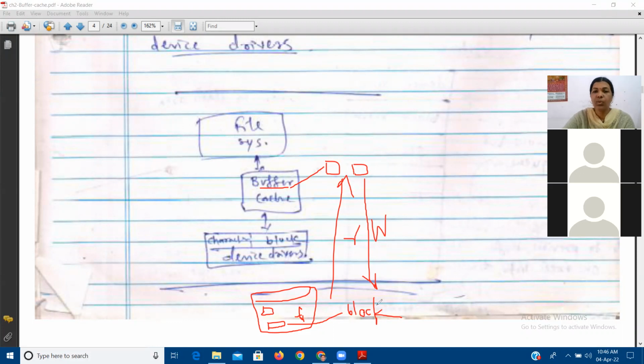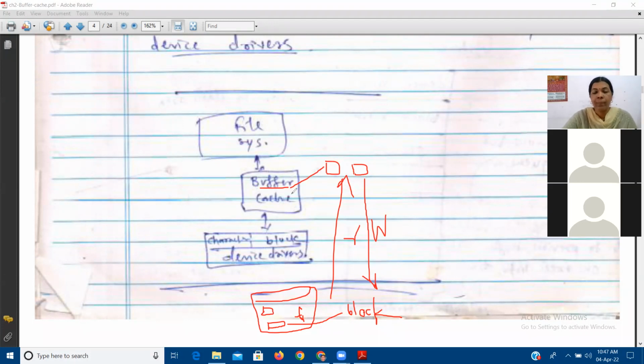So that's why we need to save the data, and for saving we use W, that is the write operation. So we are performing read and write operations. We are reading from block to buffer, and we are writing from buffer to block. We require the buffer, so from where does the operating system take the buffers? The buffer is taken from the buffer cache.